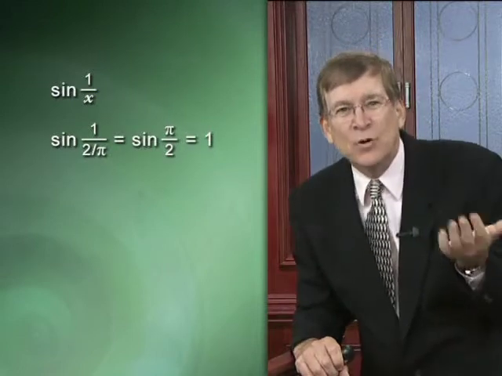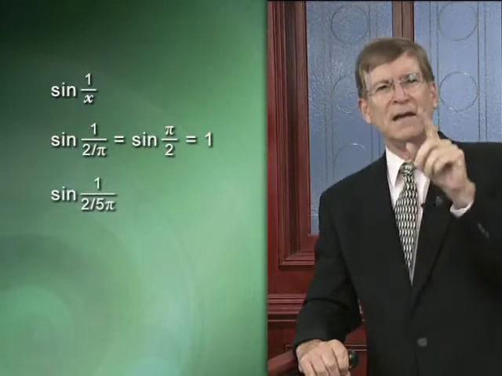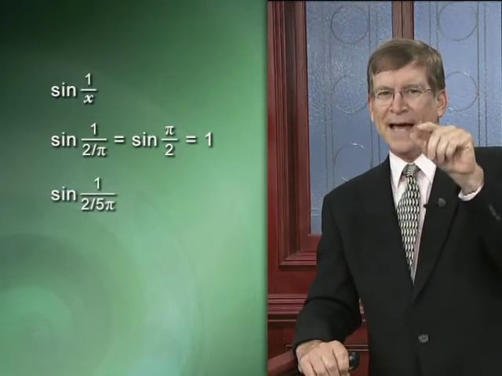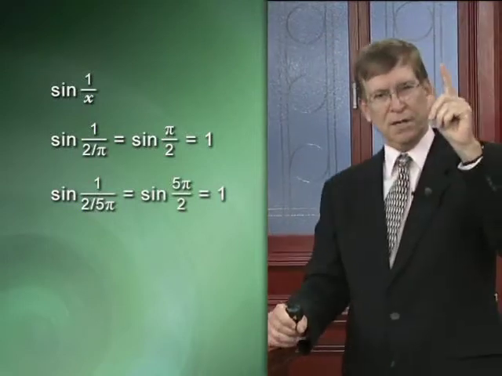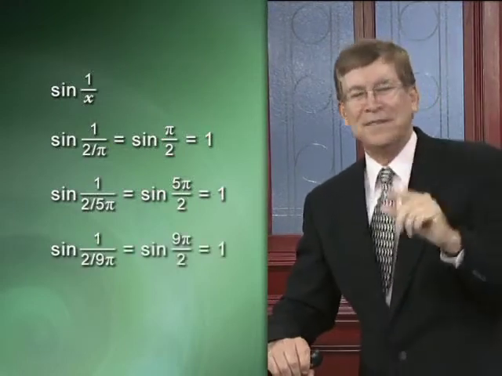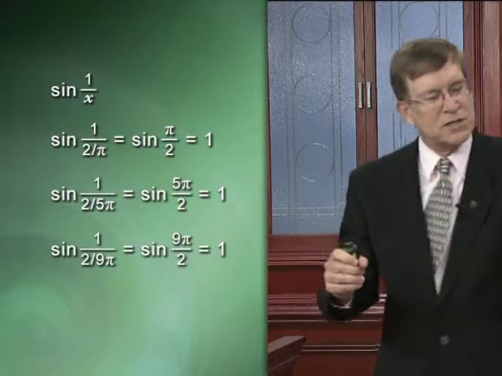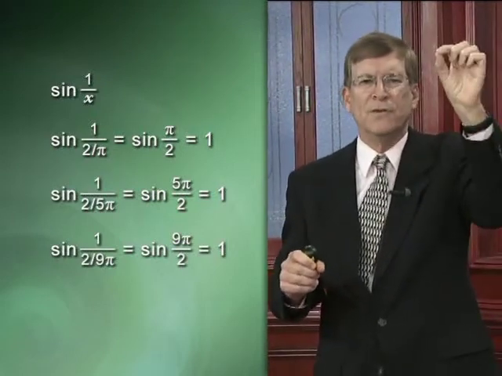For example, let's plug in 2 over pi. Well, what's sine of 1 over 2 over pi? That would be sine of pi over 2, which is 1. Then plug in 2 over 5 pi, and you get sine of 5 pi over 2, which is also 1. And then plug in 2 over 9 pi. That also equals 1. I think you see the picture, don't you? This sequence of x values that I plug in all give 1 when I plug them into the function.